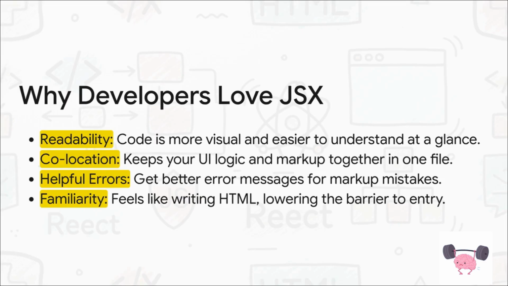Second is something called co-location. This is a huge shift in thinking. Instead of having separate HTML files and JavaScript files, you keep all the logic and all the markup for one component right there together in one place. It makes your components truly self-contained. Then you get way more helpful errors. If you forget a closing tag, the compiler can catch it and tell you exactly where you messed up before your code even tries to run. And finally, it's just familiar. If you know HTML, you're already halfway there, which makes getting started so much easier.